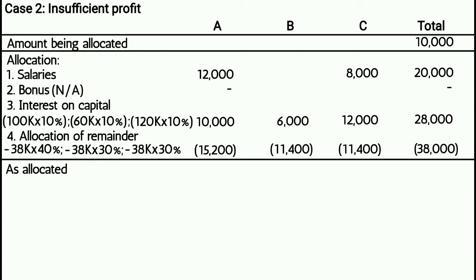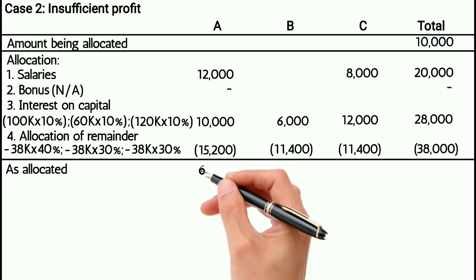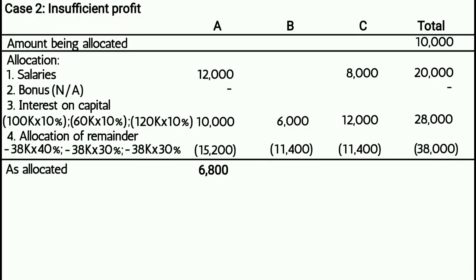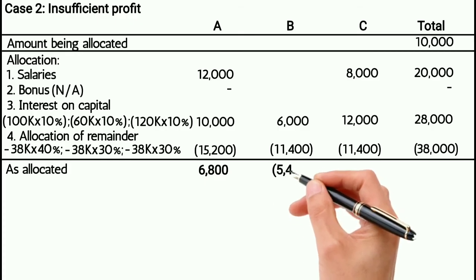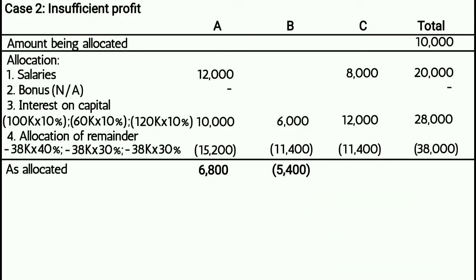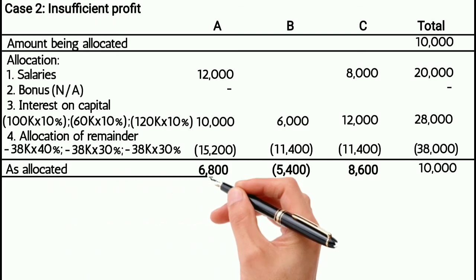For A, 12,000 pesos plus 10,000 pesos minus 15,200 pesos. Ilan yan? 6,800 pesos. For B, 6,000 pesos minus 11,400 pesos. Ilan yan? Negative 5,400 pesos. And for C, 8,000 pesos plus 12,000 pesos minus 11,400 pesos. Ilan yan? 8,600 pesos, for a total of 10,000 pesos.